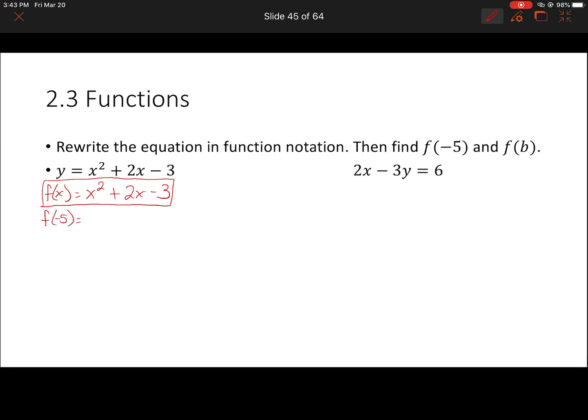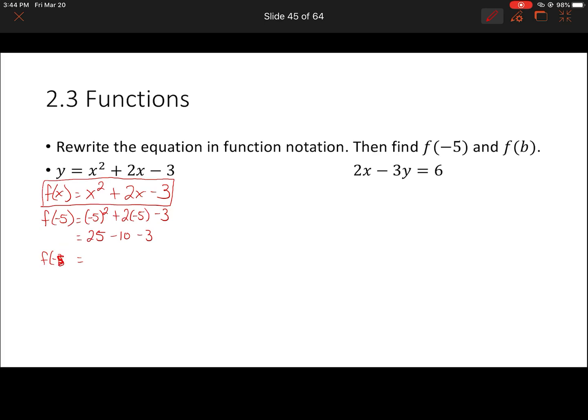Then the next part says we're going to find f of -5. Well, now that's easier to do since we have our function notation, because we know that this -5 goes in place of x. And so we've got -5 squared plus 2 times -5 minus 3. And then we'll just simplify that. So -5 squared is 25. 2 times -5 is -10, minus 3.